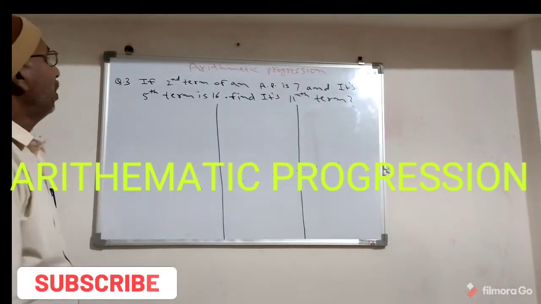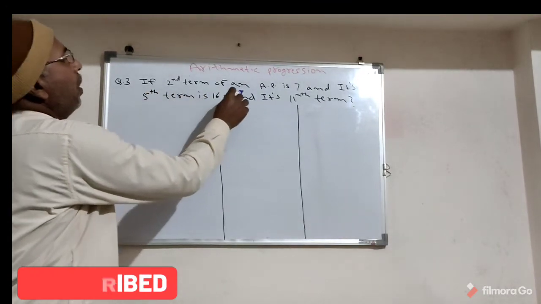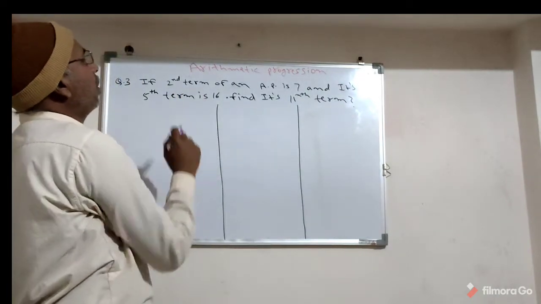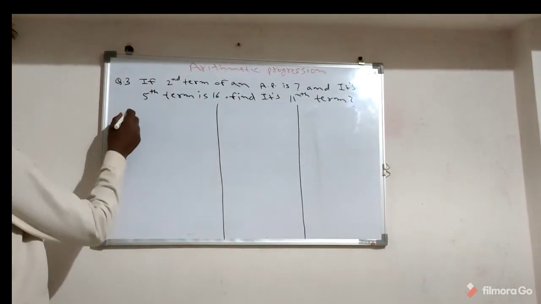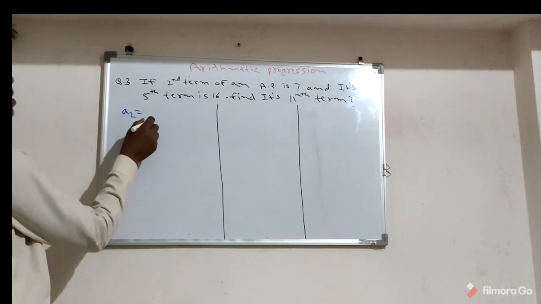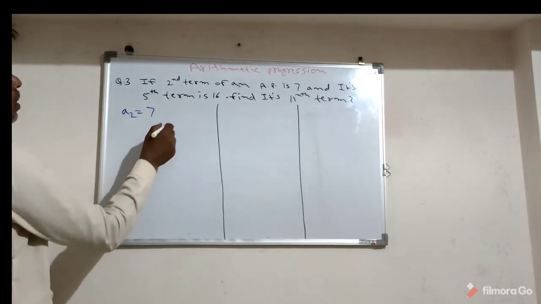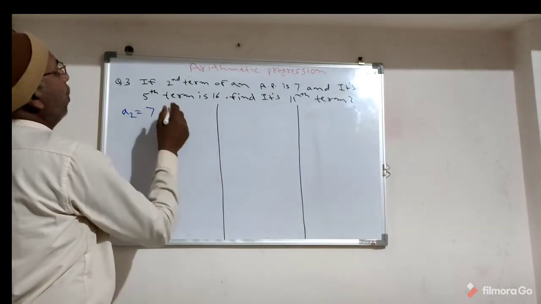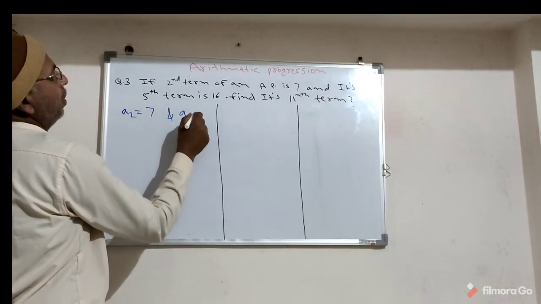So students, in question number 3, if the second term of an AP is 7 and its fifth term is 16, find its 11th term. Here we are given the value of A2, the second term, A2 equal to 7, and A5 equal to 16.